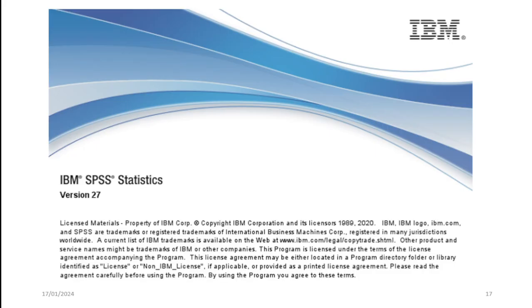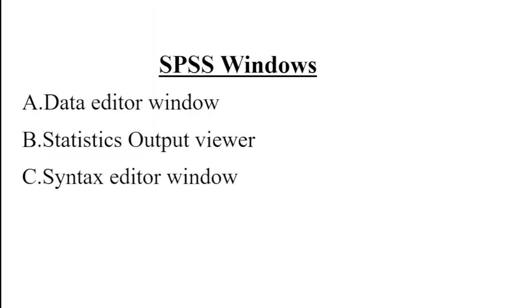So this is the window for IBM SPSS 27. IBM is the developer. When we click on the SPSS, immediately in these windows we will get three types of windows in the SPSS. One is the data editor window, next is the statistical output viewer, then the syntax editor window.